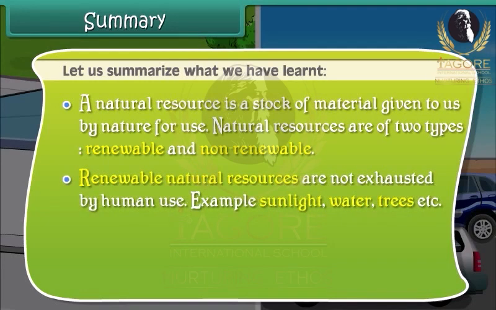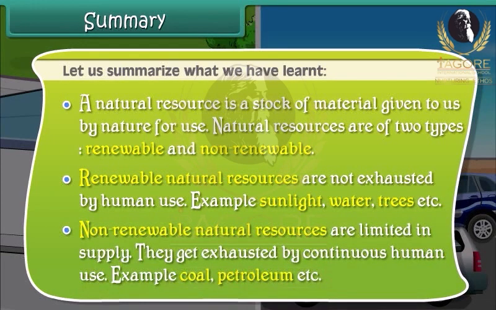Renewable natural resources are not exhausted by human use. Example, sunlight, water, trees, etc. Non-renewable natural resources are limited in supply. They get exhausted by continuous human use. Example, coal, petroleum, etc.